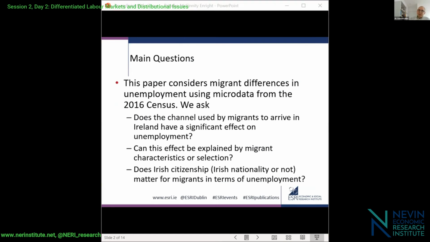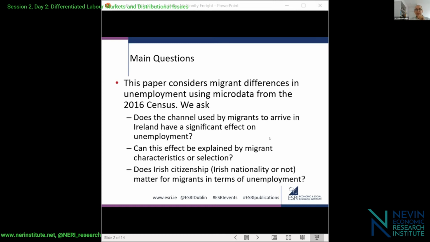Our paper considers migrant integration using the full Irish census. We're really lucky to have this data, so I would also like to thank the CSO for providing it. It considers all migrants who are in the census for that year. In terms of research questions, we asked 3 questions. Does the channel used by migrants to arrive in Ireland have a significant effect on unemployment? Can this effect be explained by migrant characteristics or selection? And does Irish citizenship, which in this case we're treating as Irish nationality, matter for migrants in terms of unemployment?